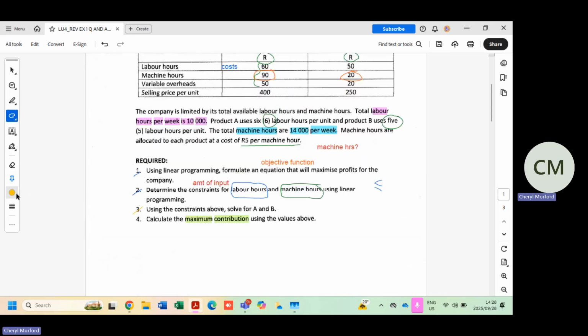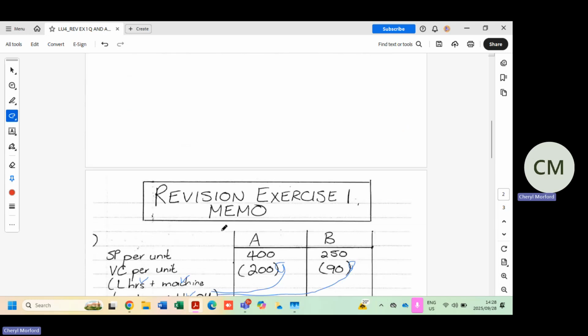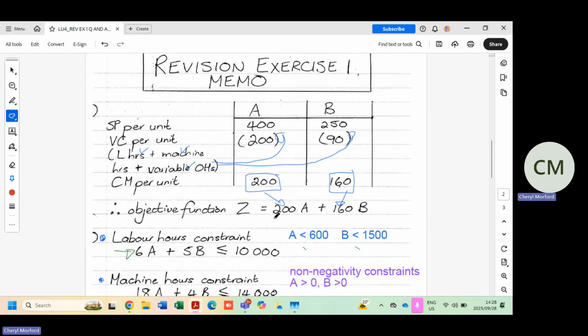Right, let's now get into the last one, number 4. Calculate the maximum contribution using these values. So our first question that we did, number 1, we came up with the equation that is going to maximize the profit. So that Z is equal to that objective function. All we're going to do now is substitute those values of A and B into that, and that will give us the maximum contribution.